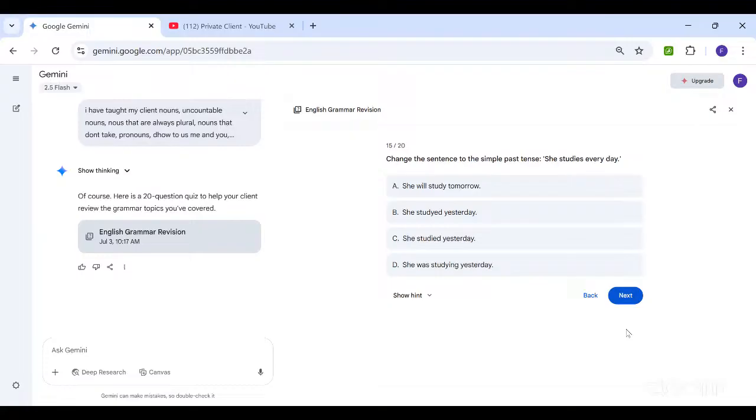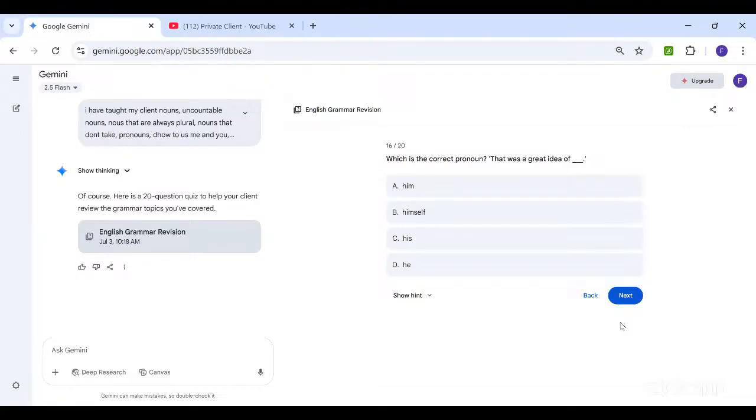Are you there, ma'am? Yes, I'm just looking at the options. She will study tomorrow. She studied yesterday. She studied yesterday. She was studying yesterday. Yesterday. Okay, she studied. Which is the correct pronoun?